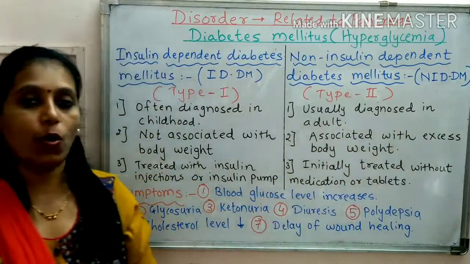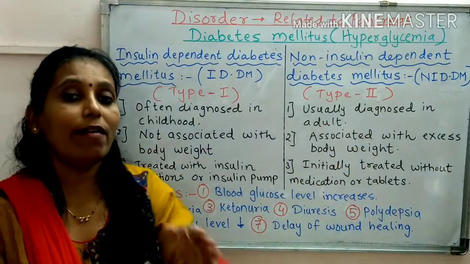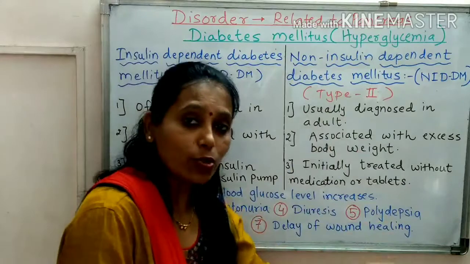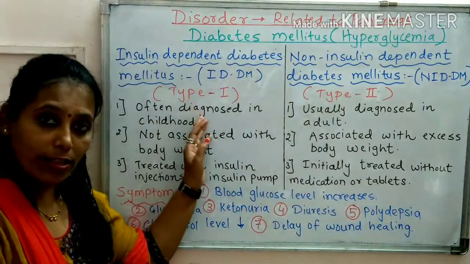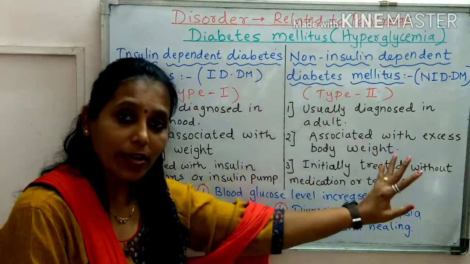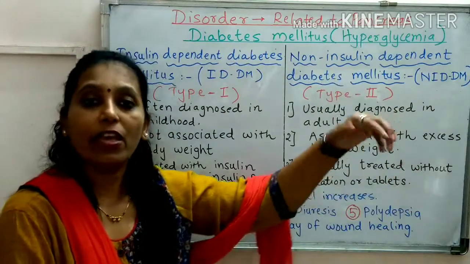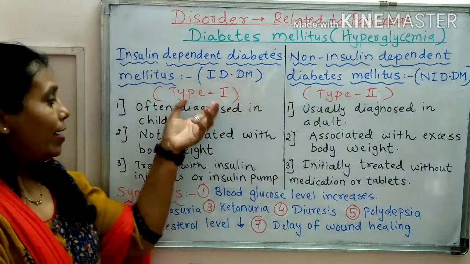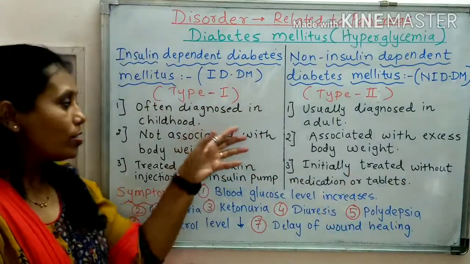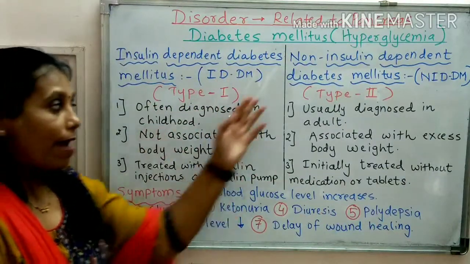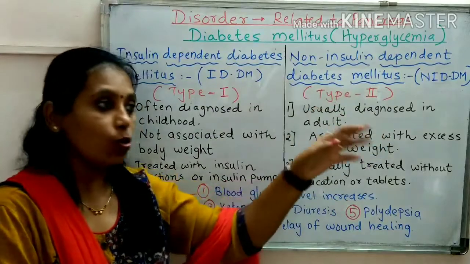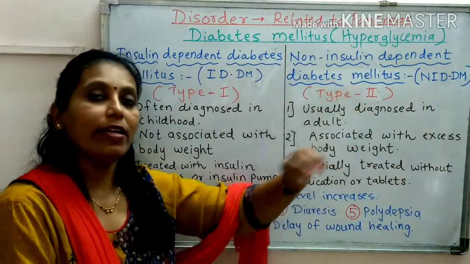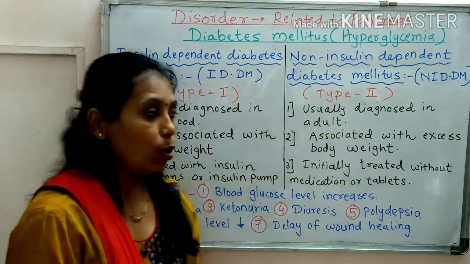The condition is called insulin resistance. The body is not giving proper response to insulin. In type 1, insulin is not there. In type 2, insulin is present but the body is not giving proper response. Now type 1 diabetes is mostly diagnosed in childhood, and type 2 diabetes is diagnosed in adults. But nowadays type 2 diabetes is observed in children also.